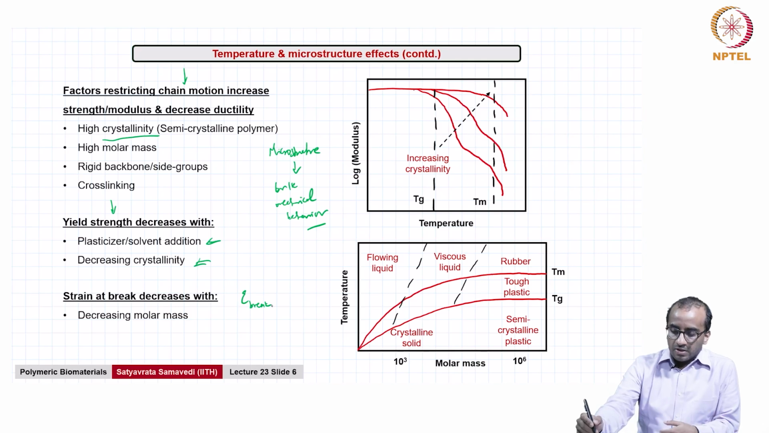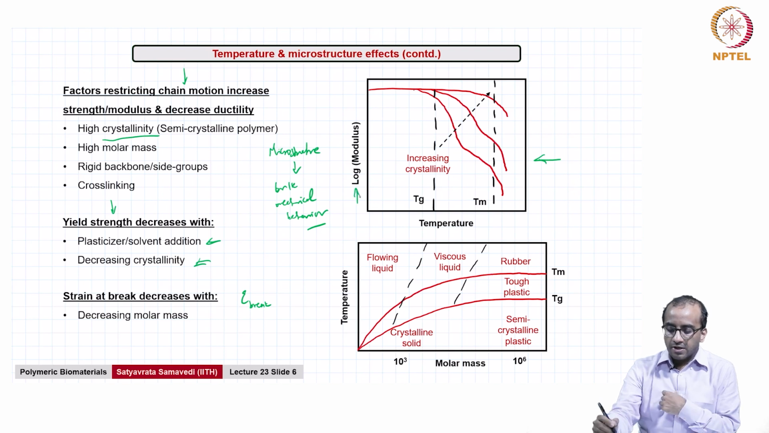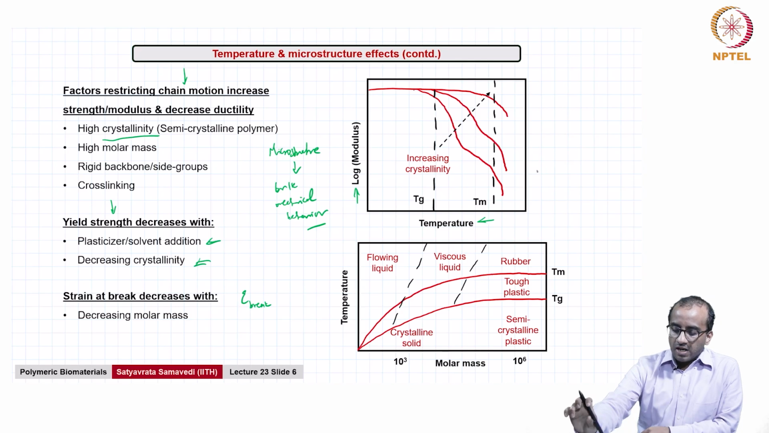Now, shown here on the right is a qualitative plot of log of modulus again versus temperature, just as we saw on the previous slide, but now here we are looking at the specific effects of microstructure vis-a-vis TG and TM. And what you have here, going from left to right or bottom to top, is increasing crystallinity for the same material.